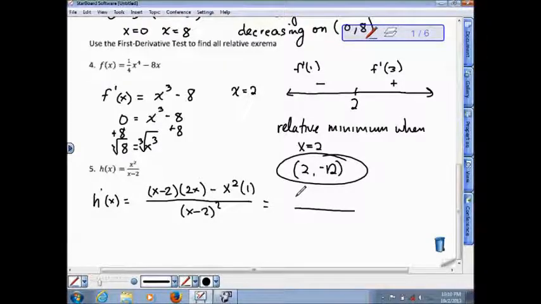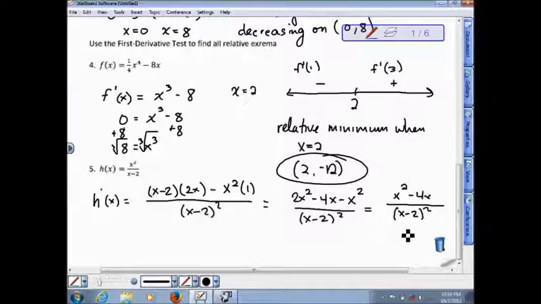Simplifying the numerator, we're going to have 2x squared minus 4x minus x squared over x minus 2 squared. And simplifying one more time, we're going to have x squared minus 4x all over x minus 2 squared. Now, critical values, normally we've been finding them by setting the first derivative equal to 0, and that's still going to work here, but we can also have a critical value when the first derivative is undefined. Because we have a rational expression here, it's going to be undefined when the denominator becomes 0, and to do that we have to have an x value of 2. So there are more critical values than you might think. x equals 2 is a critical value because it makes the first derivative undefined.